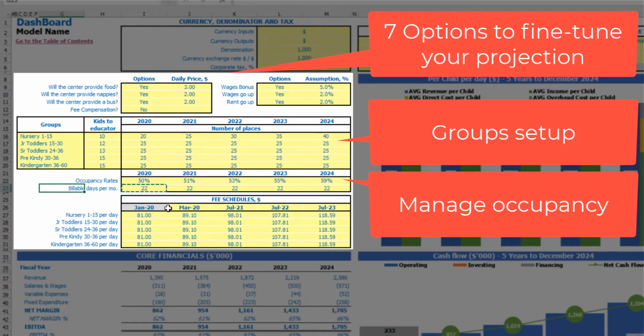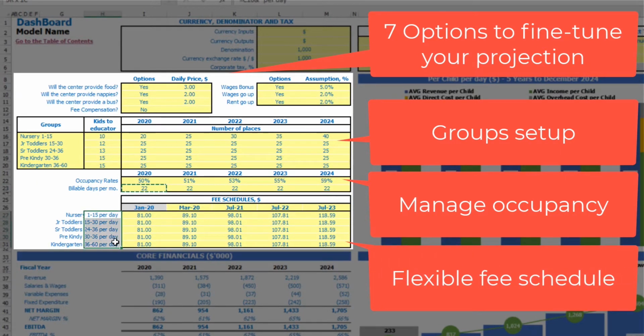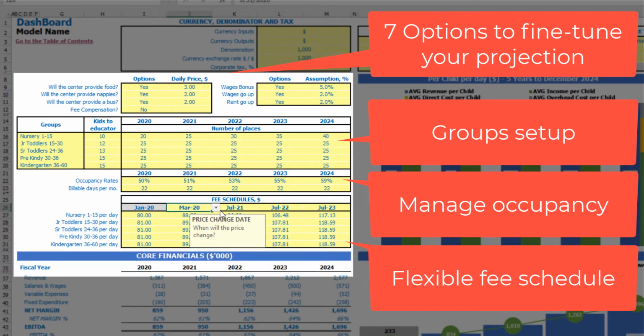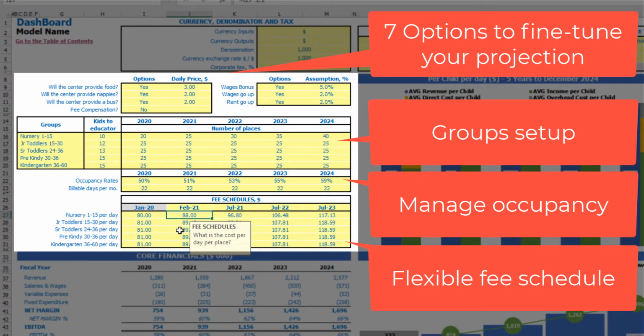And separately, you have the fee schedule for your groups, that is how much money you will take from one kid from this group in this particular time period. So you can set the price like 80. The next year, for example, you want to grow this price starting from, I don't know, February 21. So you can set $90 for example, and you additionally have 3 placeholders for how the price grows by years.